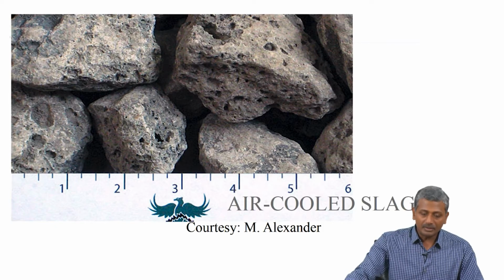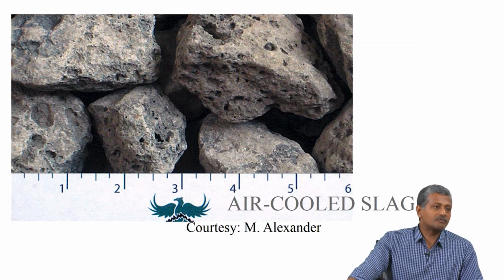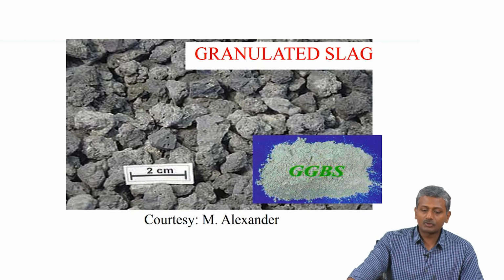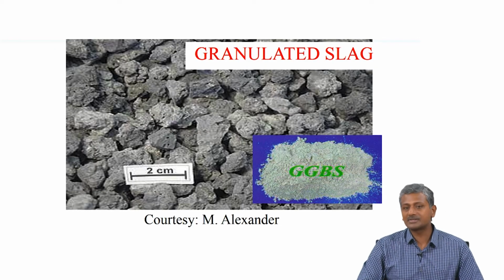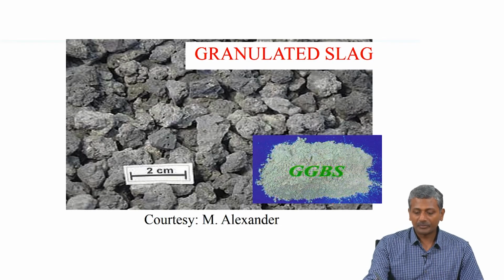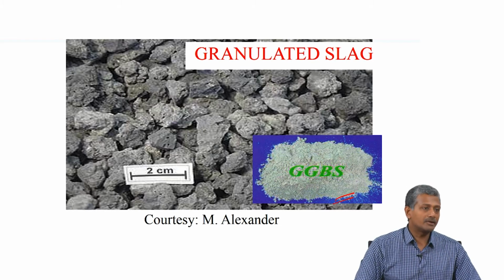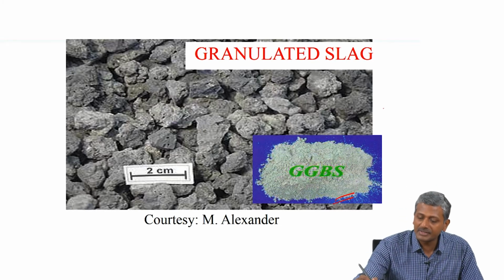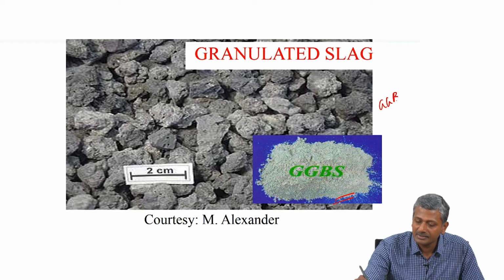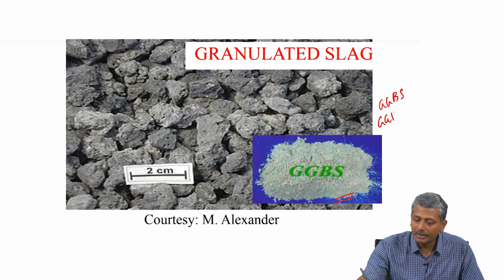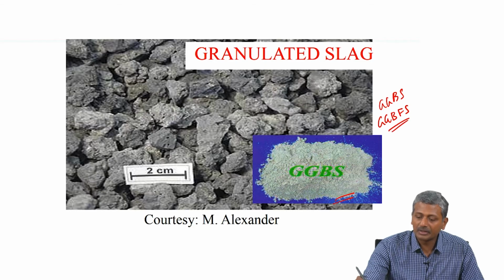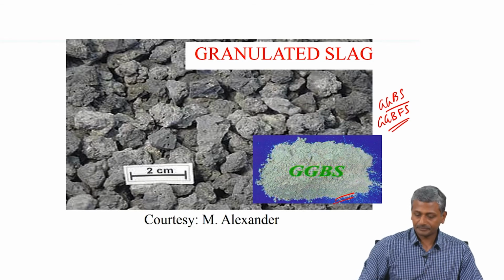Okay. But what we are interested in from the perspective of supplementary materials is the use of slag in the granulated form. This is the quenched slag, which is then ground into a fine powder and used as ground granulated blast furnace slag. So, you will often see slag represented as GGBS or GGBFS, ground granulated blast furnace slag.